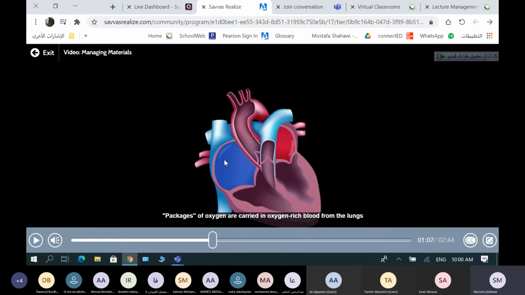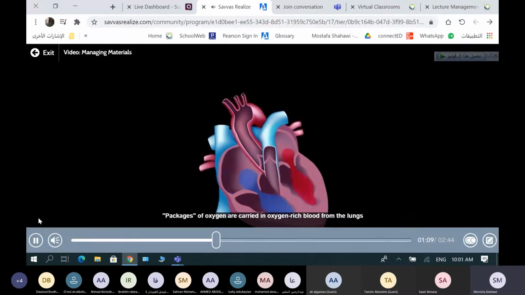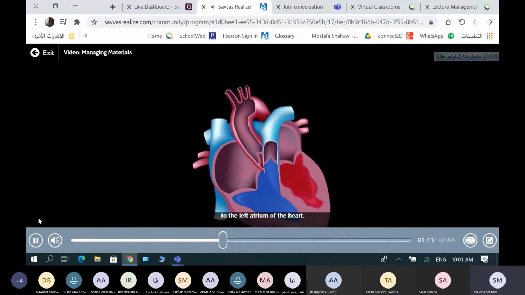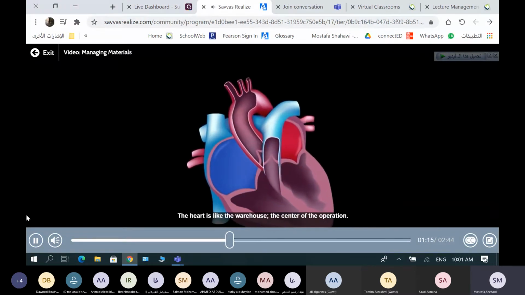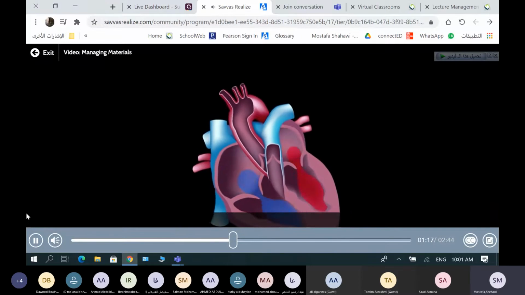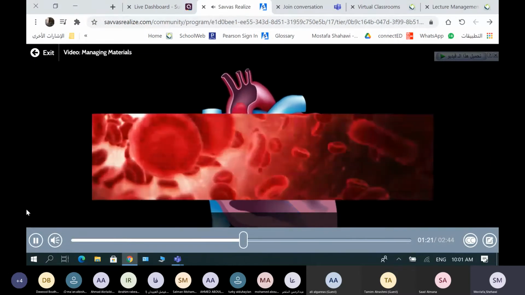And this is called the center of the circulatory system, the hub of the city, the main warehouse. It pumps blood to everywhere in your body. Oxygen-rich blood comes from the lungs to the left atrium of the heart. The heart is like the warehouse, the center of the operation. It must distribute all the oxygen to every part of the body.